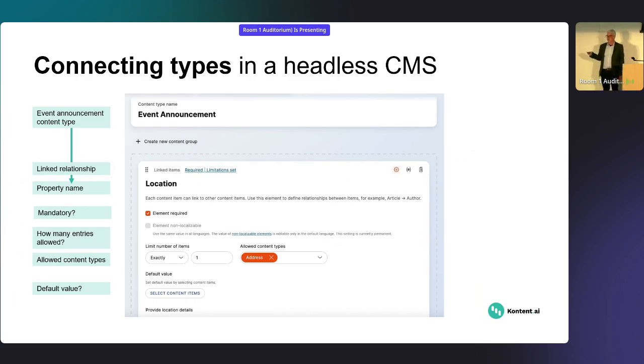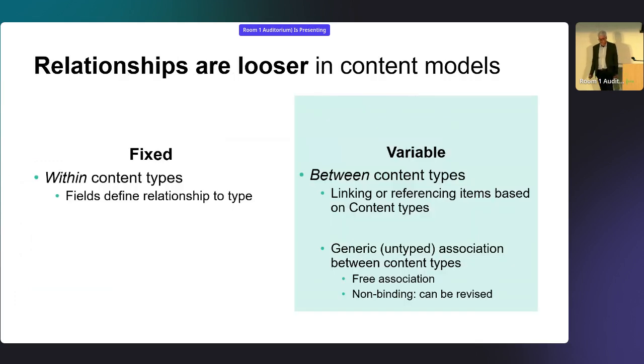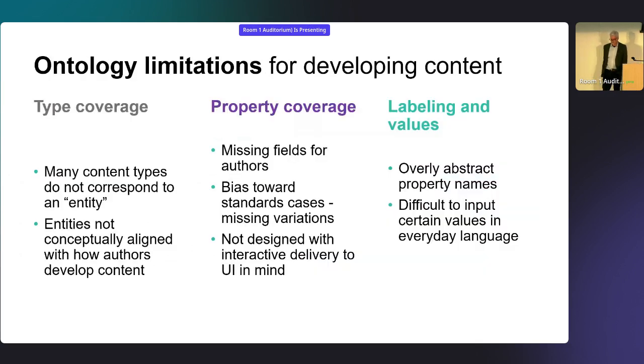And they can make a completely different set of choices if they want to associate that address with something else, like a store. This gives them a lot of flexibility, but it makes a less predictable set of relationships than you would typically have in a knowledge graph. So the relationships are looser in a content model. You have predictability as far as what fields are going to be associated with the content type, but when you're looking at how content types are associated, that is going to be much more variable.